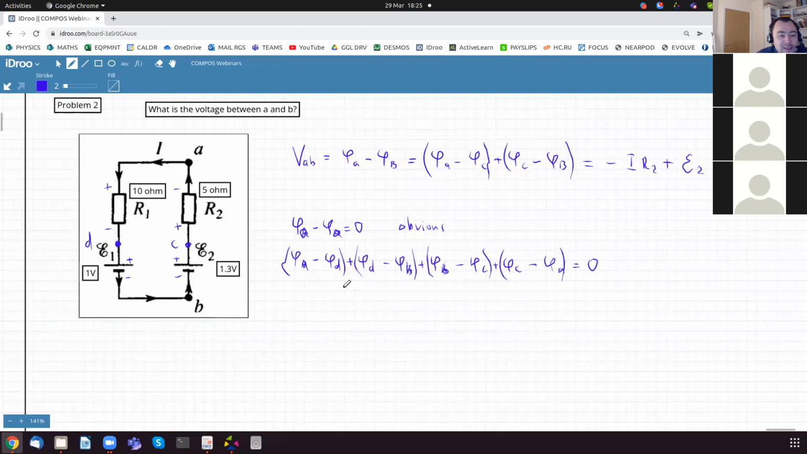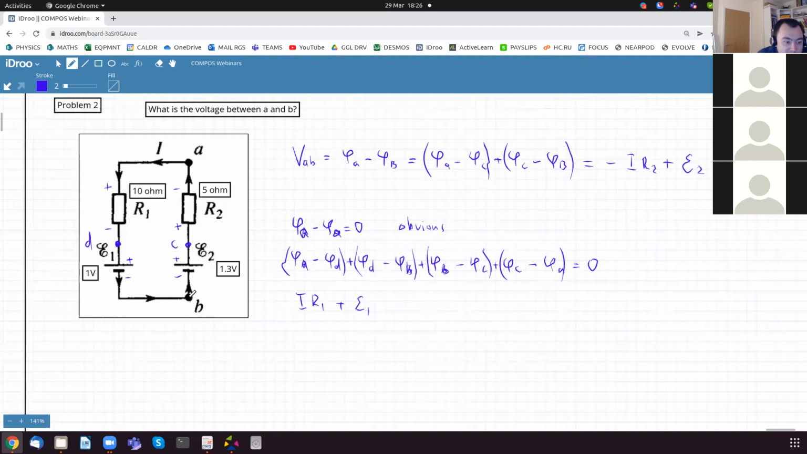All right. So potential A minus D. We're going from plus to minus, because the current is flowing this way. So from plus to minus, it's going to be IR1 plus. Now here we're going from plus to minus again, so it's going to be D minus B. So potential at D minus potential at B is going to be plus EMF1.